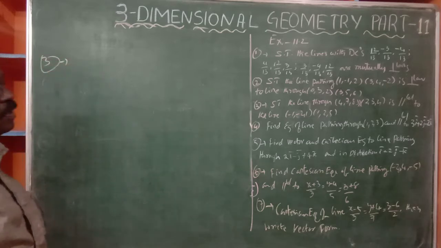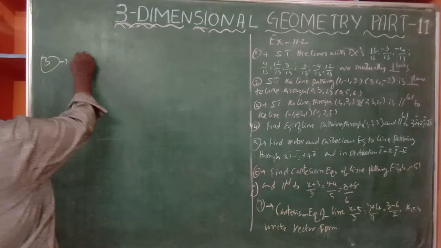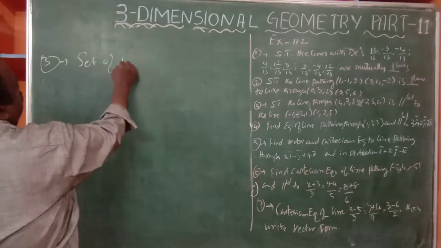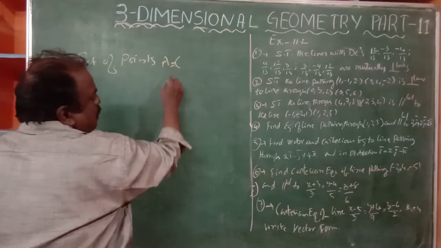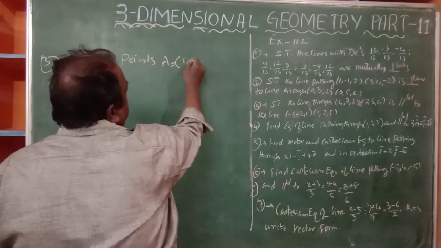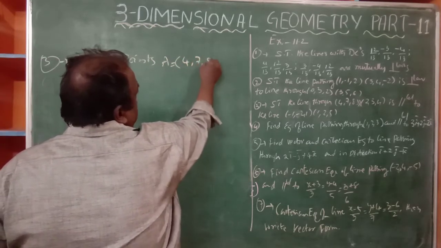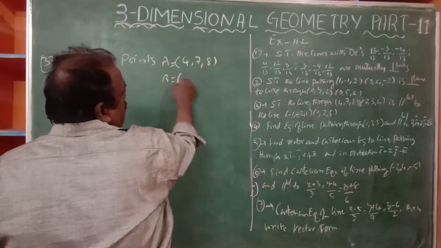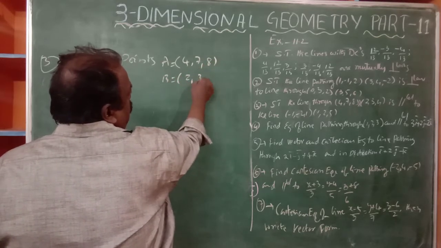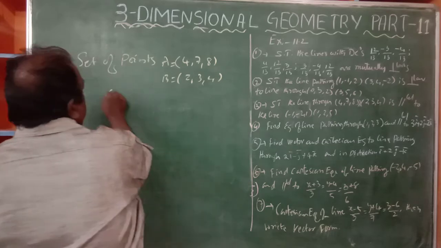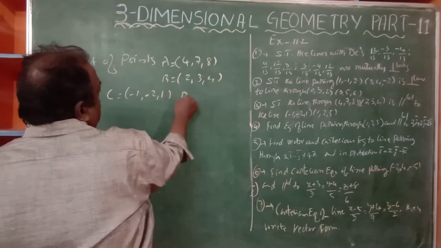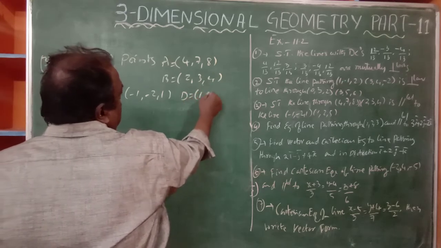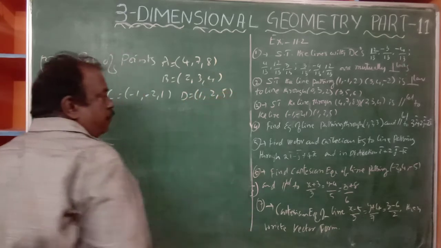Observe. Set of points. A is (4, 7, 8), B is (2, 3, 4), C is (-1, -2, 1), D is (1, 2, 5).